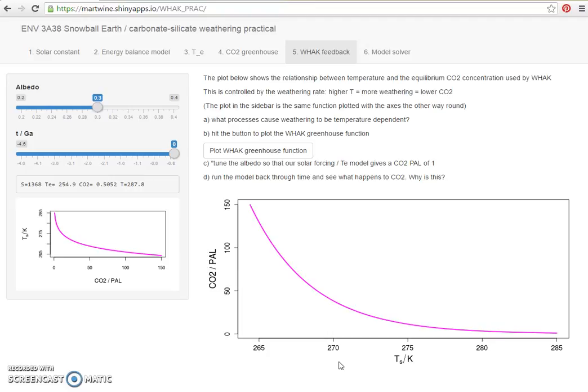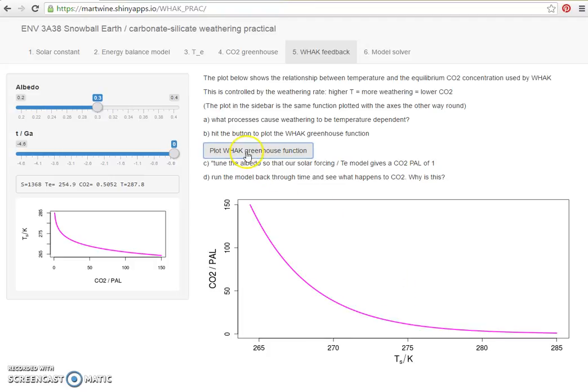on CO2. If you remember from other parts of the course, where we've looked at simultaneous equations, we see that the stable, steady state solution to those simultaneous equations is the point of the intersection of the lines, if you like. So let's have a look at that greenhouse function.